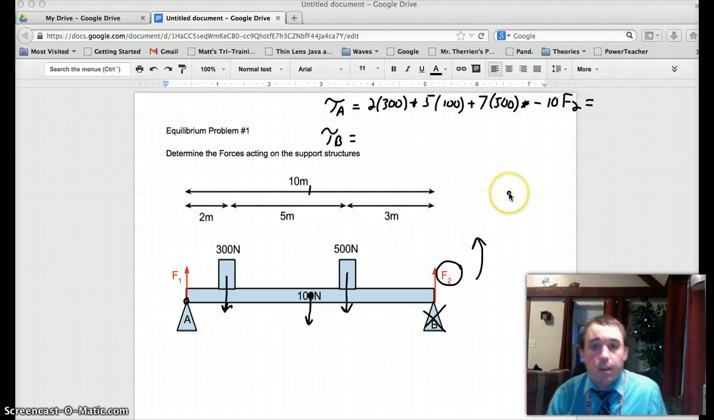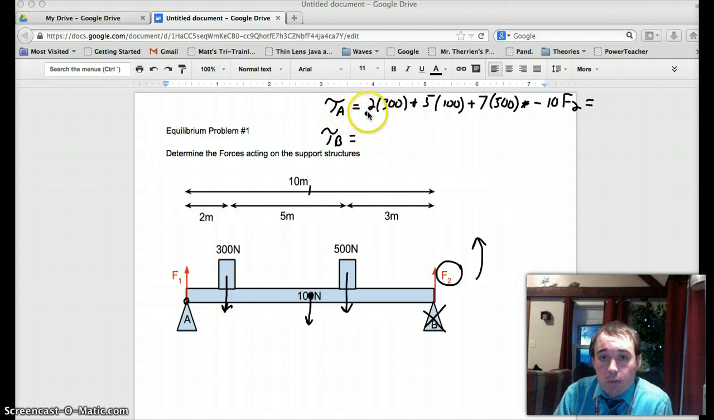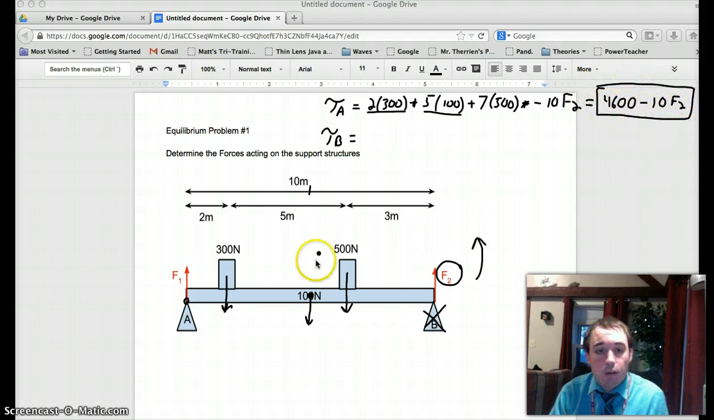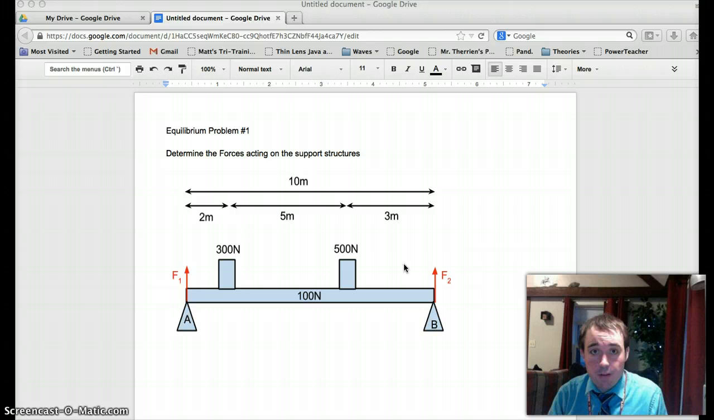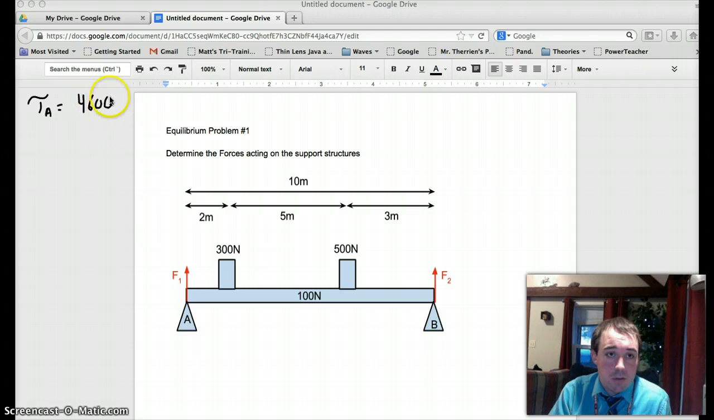And what the torque around A is, it's going to be 600, which is this one, plus 500, which is that one, so that's 1100, plus 3500, 7 times 500 is 3500, so that's 4600 minus 10 F2. This is our torque around pivot point A. I'm going to clear that out and just rewrite it right here. Torque around A is 4600 minus 10 F2.